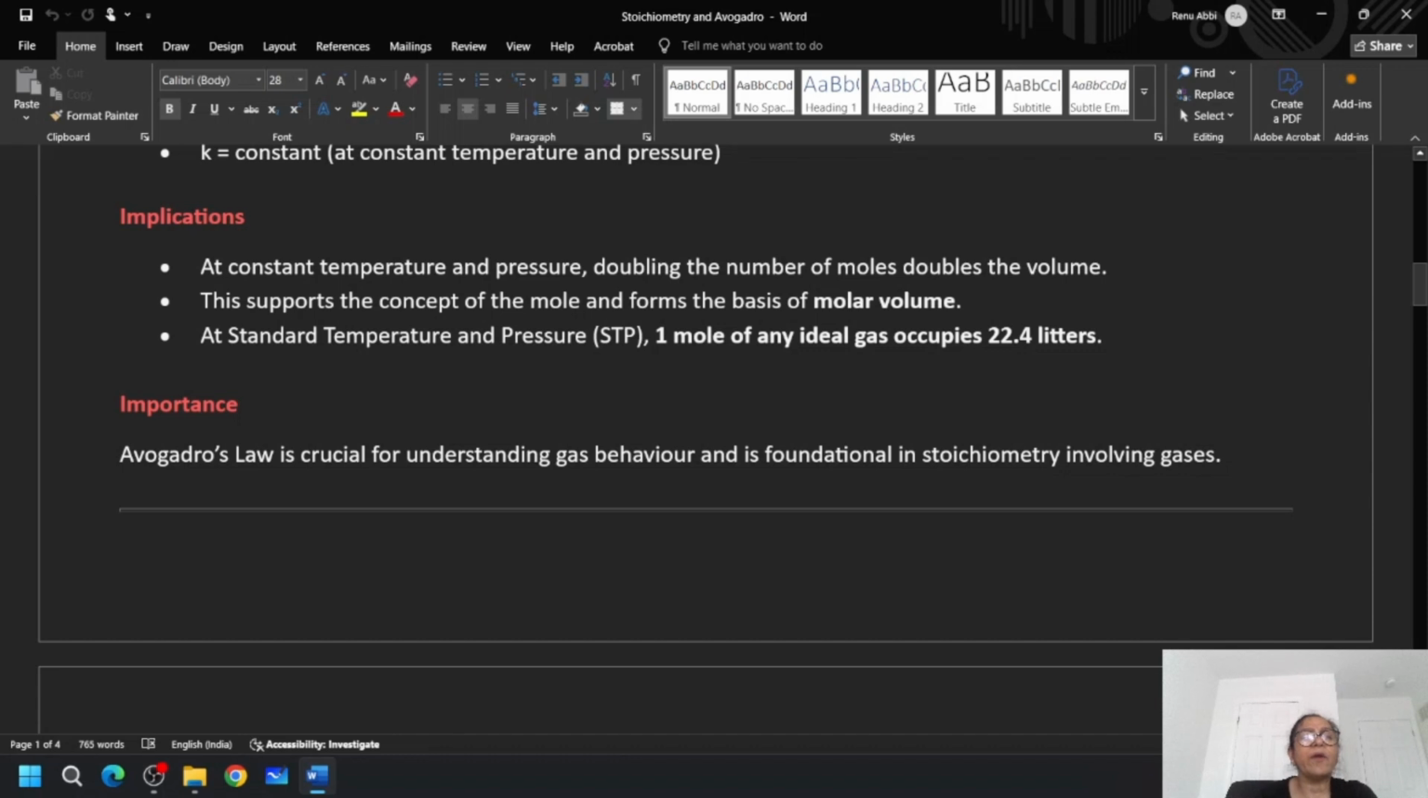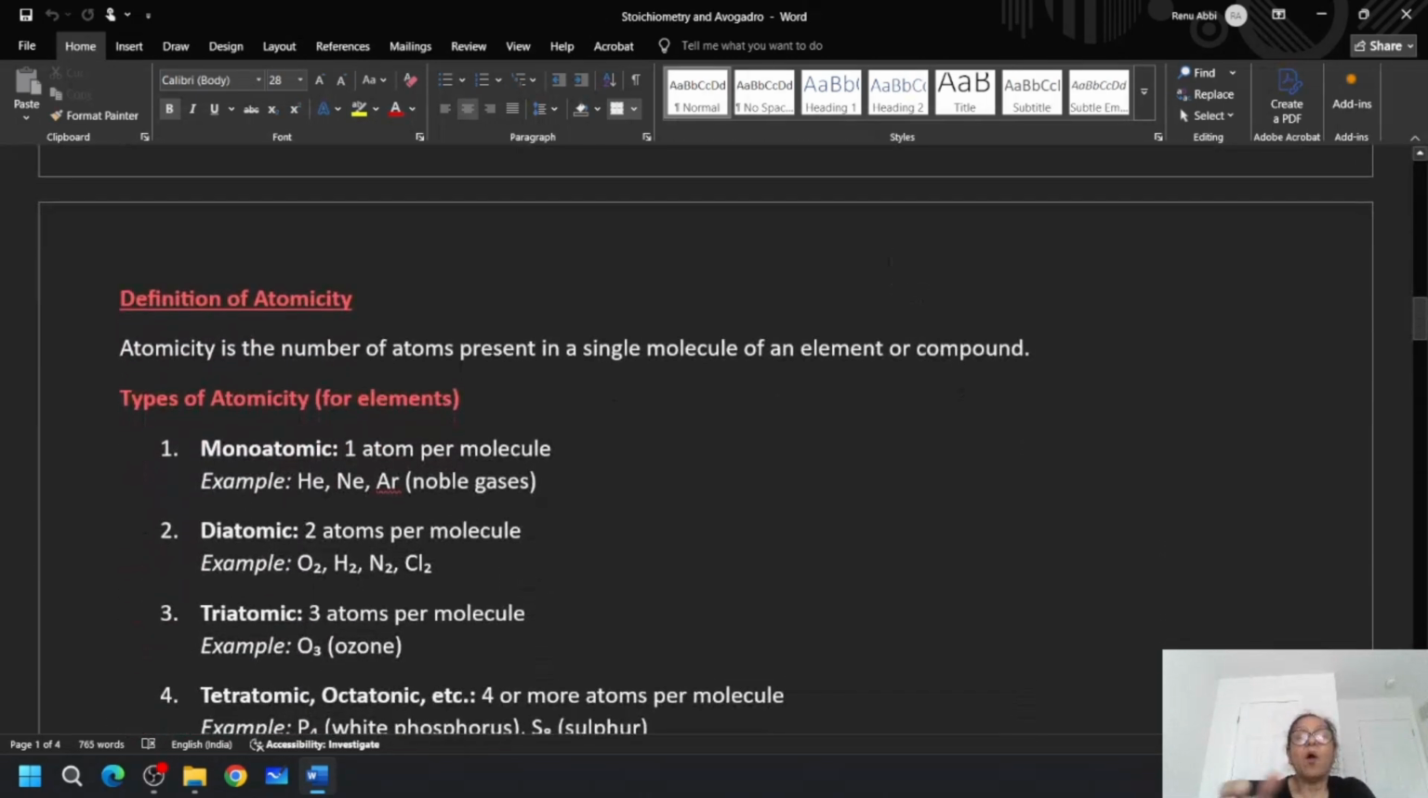Now, importance. What is the importance of this law? It is crucial for understanding gas behavior and is foundational in stoichiometry involving gases. That is, it is about understanding the gas behavior. What happens when we keep the pressure and temperature constant and increase the volume? What happens to the moles and their ratio? They are going to tell us in this way.